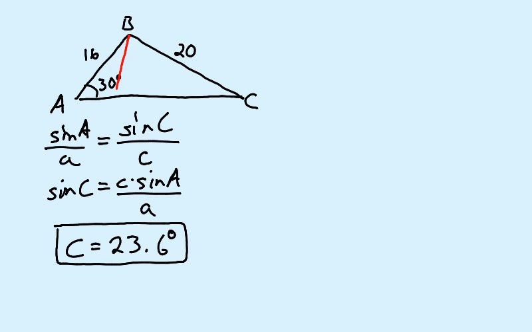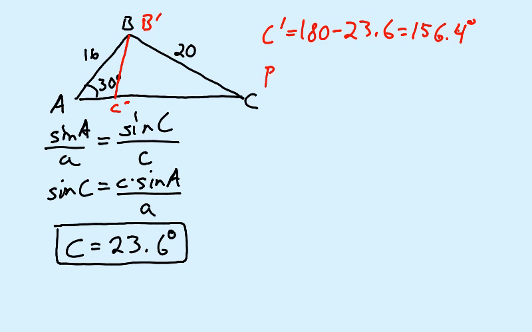Drawing my extra line for my ambiguous case, which may or may not actually be possible, I have C prime equal once again to my straight line 180 minus the 23.6 degrees from C, and that gives me 156.4 degrees. B prime has to equal the 180 degrees for the entire triangle minus the 30 from A minus the 156.4 from C prime, and this will give me negative 6.4 degrees.